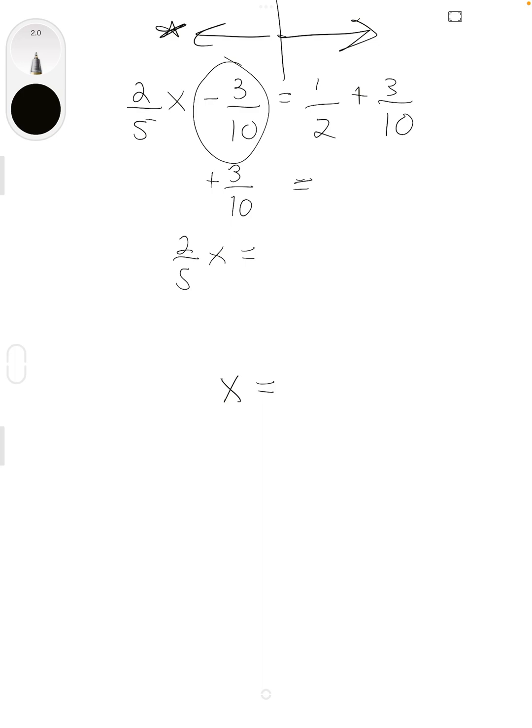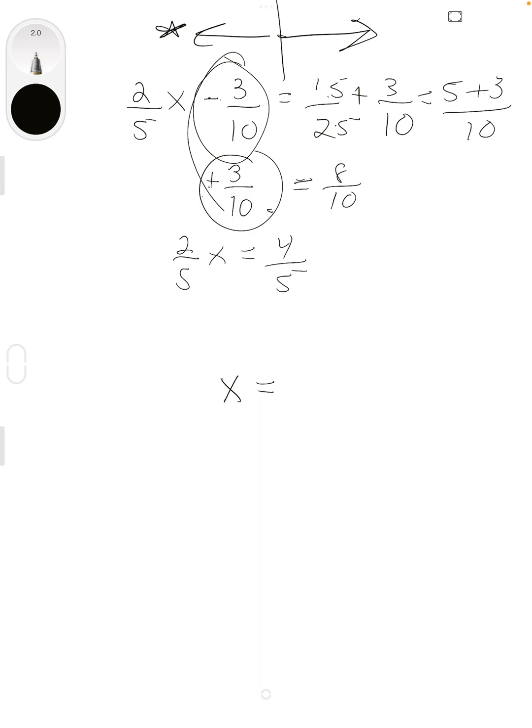Well, let's get a common denominator here. Multiply top and bottom times 5. And I end up with 5 plus 3 over 10, or 8/10, or 4/5. Okay, so first thing I do is I look if there's just a number that you either add or subtract. Do the opposite. In this case, it's a negative number, so I'm going to add that number and move it to the other side. So I add this, and then this whole thing will go away, and you'll put something over here instead. And then you solve that and you get this answer.